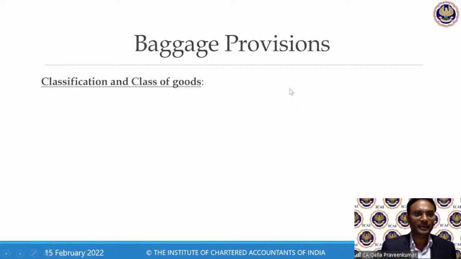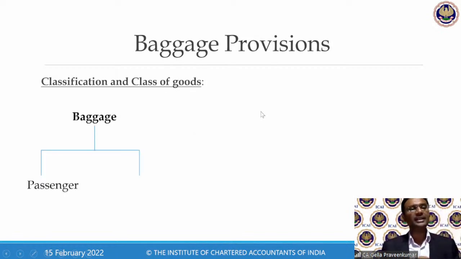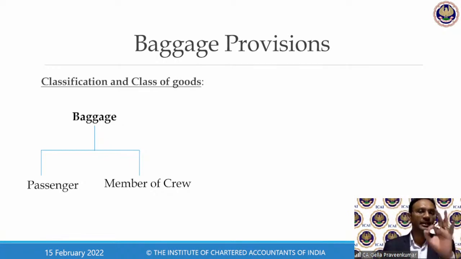Now, classification of class of goods. How do I classify my baggage? My baggage is classified into two kinds: baggage which is passenger oriented, and baggage which is meant for members of crew. Again, in examination, 3 marks is a question based on this particular slide. Classify the nature of baggage. Classify the nature of goods in relation to baggage. When an aircraft or a vessel comes, the living things are only a passenger or a member of crew, these are the only two. That's the reason I can classify my baggage into these.